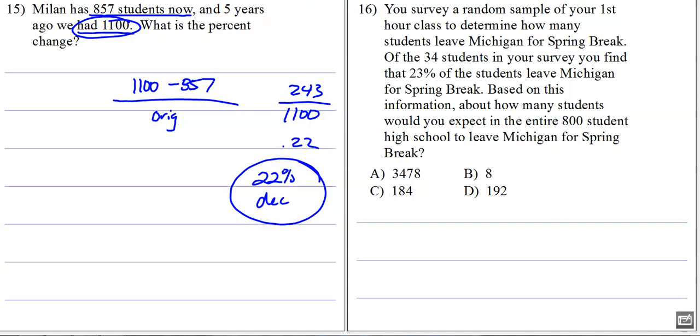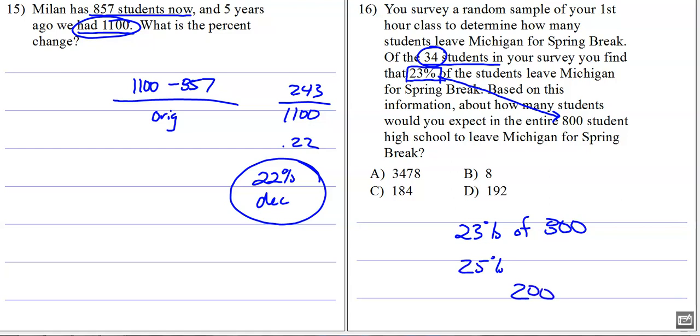16, looks long. Survey a random sample first hour class. How many students are leaving Michigan for spring break? Of the 34 kids, you find 23% are leaving Michigan for spring break. Based on this information, how many students would you expect in the entire school? So the 34 doesn't really matter. It's just saying we did a small survey and we're trying to apply it to a larger population. Hopefully it was randomly assigned, so it's valid. But I think we just got to find what's 23% of 800. Probably do this in your head. 25% is a quarter. A quarter of 800 is 200. So what number is close to 200? Oh, looks like I'm going to make you do the math. So 0.23 times 800. 184. C.